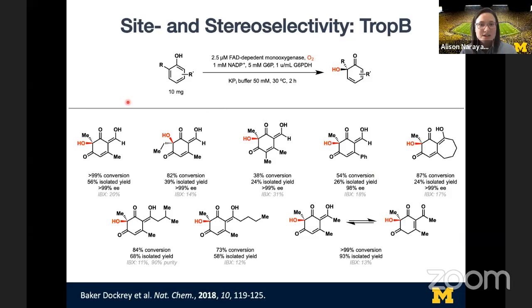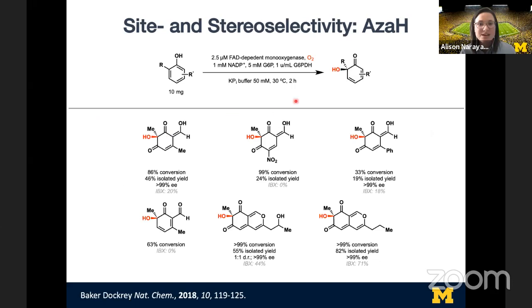When we asked the next question about selectivity, we found that for the most part, enzymes tend to have a conserved site and stereoselectivity for what they do in their natural product biosynthetic pathway. So for example, in the case of TROP-B, this is the site of the reaction, and we always generate the stereocenter with the R configuration. The stereoselectivity of AZA-H wasn't known at the point we began this study. And ultimately we found that it installs that stereocenter with the same configuration as TROP-B, and uniquely would work on substrates that were less electron rich.